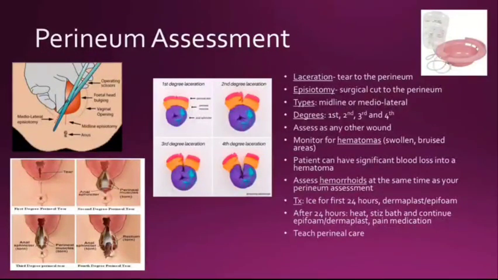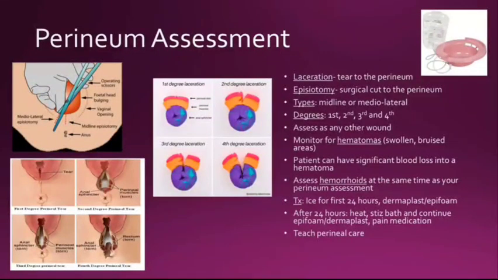And we can also use medications like Dermaplast or Epifoam, which is a spray or a foam that's applied to the perineum and has some anti-inflammatory properties and is very soothing to the patient. So a lot of times we'll spray them with Dermaplast or put the Epifoam on an ice pack, because those two things together do a lot to help with comfort and swelling.